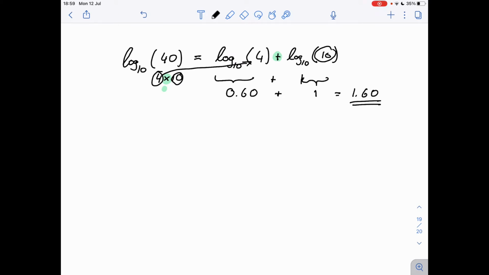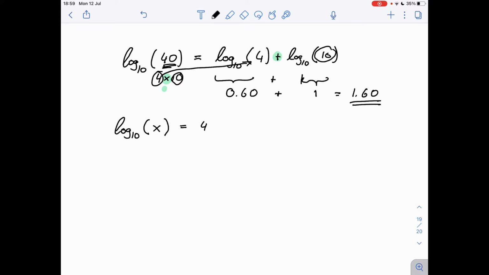But what if we don't know this number here, if we have the whole thing in a slightly different format? Let's say we've got log 10 of, and now we've got our unknown number, our x here. An unknown number equals, let's say, 4. How do we find this x? What can we do to find x?